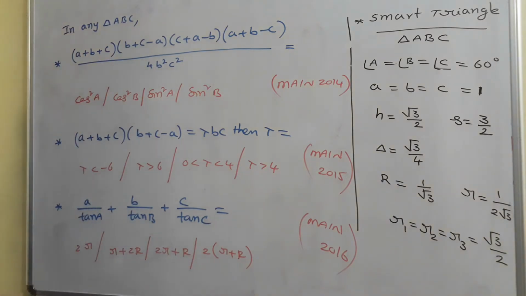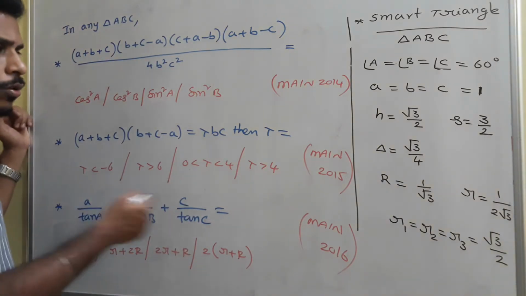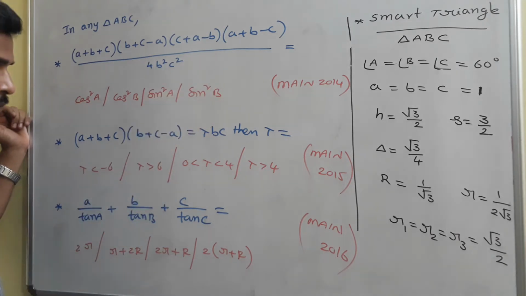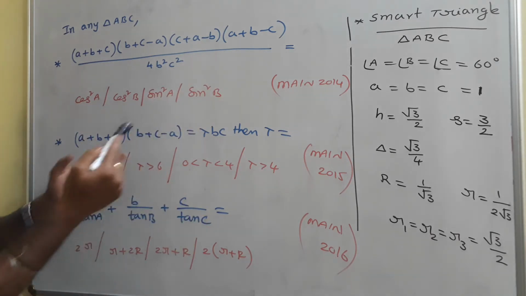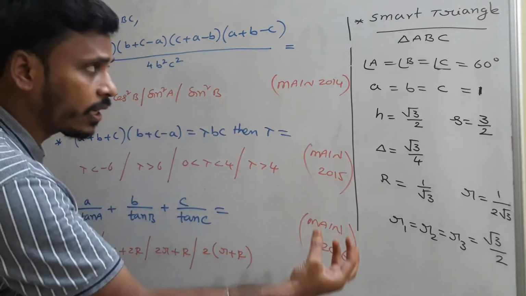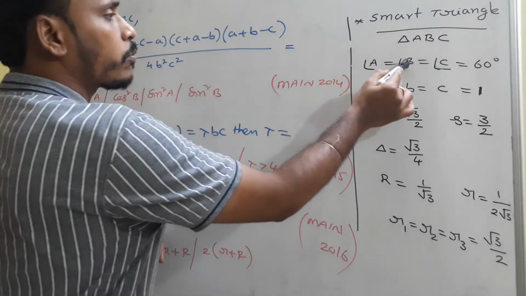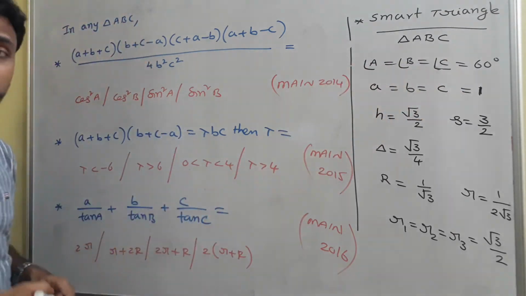So to solve these problems, I will start my discussion with the last one, because to save the space. A, B, C are 1, 1, 1. I need to use A as 1, B as 1, C as 1. I am just applying the values of smart triangle to the given problem. And small a, small b, small c angles are 60 degrees, sides are 1, right?